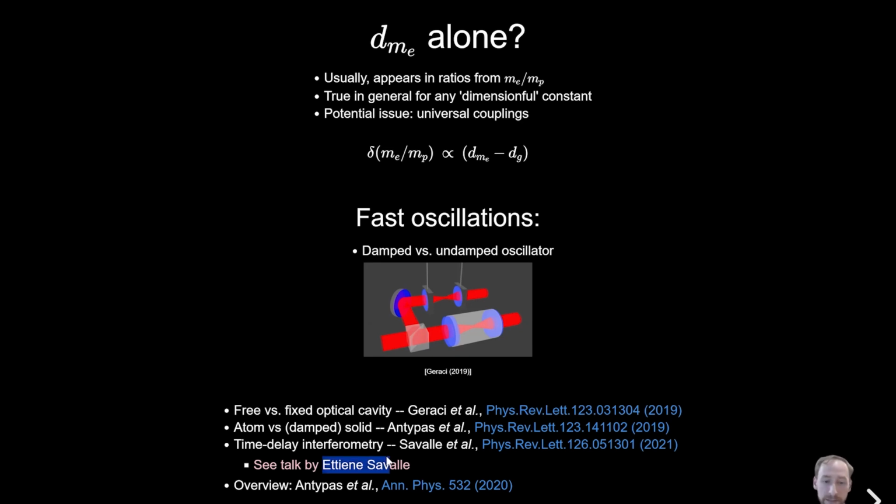I think Etienne will be giving a talk. I'm not sure if this is what he will be talking about, but there is a paper that he did on time delay interferometry. This is looking at very fast oscillations that give you access to the coupling to the electron mass. So if that's what he's talking about, you can check out that talk, or check out the talk regardless of what he's talking about. I'm sure it will be great.